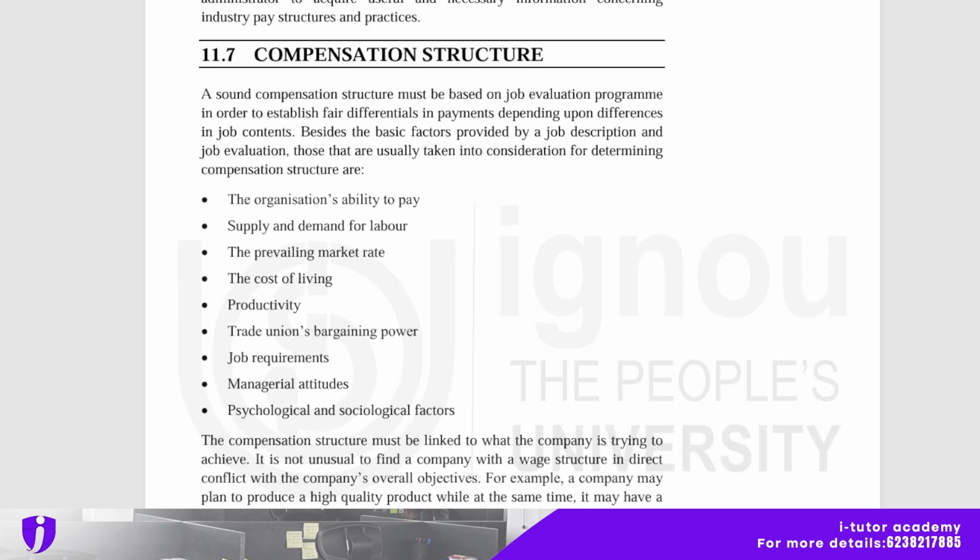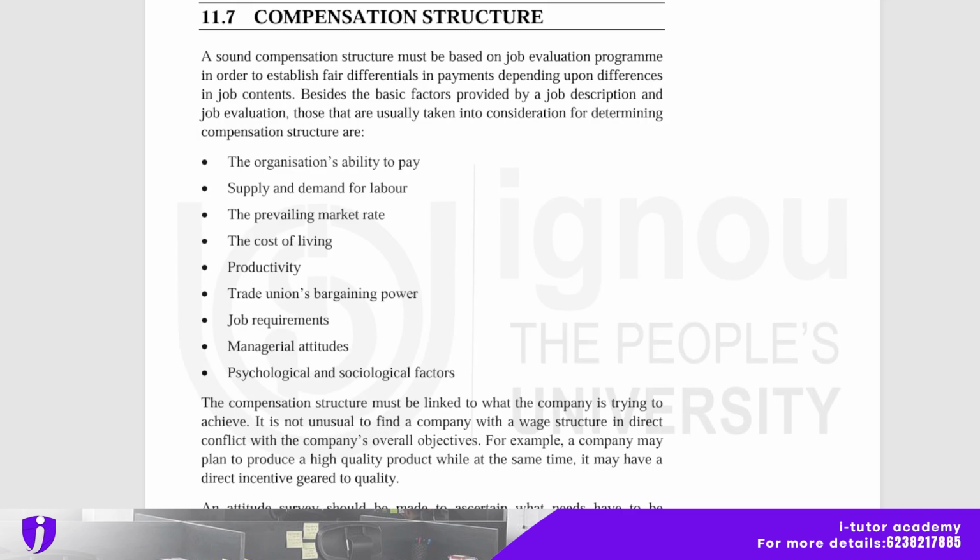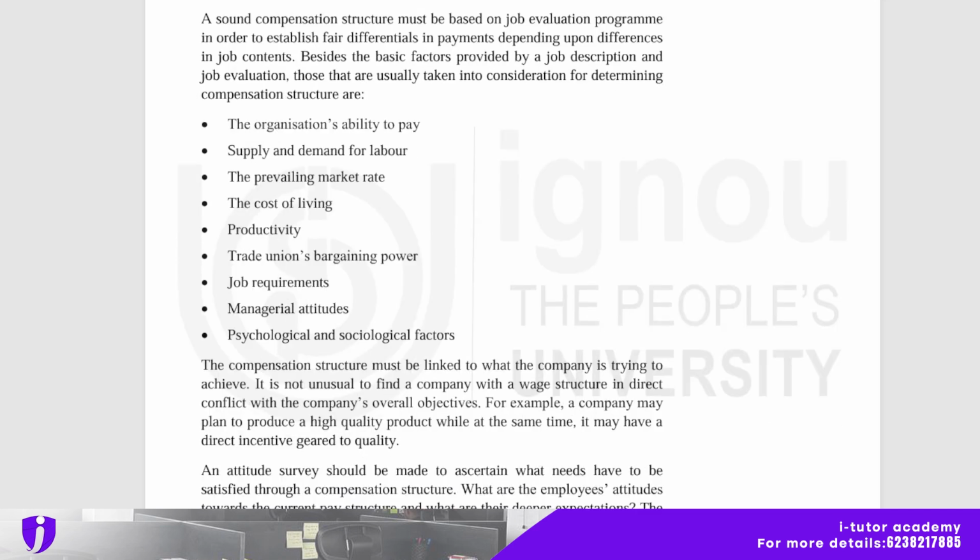And next is compensation structure. A sound compensation structure must be based on a job evaluation program in order to establish fair differentials in payments depending upon differences in job contents. Besides the basic factors provided by a job description and job evaluation, those that are usually taken into consideration for determining compensation structure are the organization's ability to pay, supply and demand for labor, the prevailing market rate, the cost of living, productivity, trade unions' bargaining power, job requirements, managerial attitudes, psychological and sociological factors.